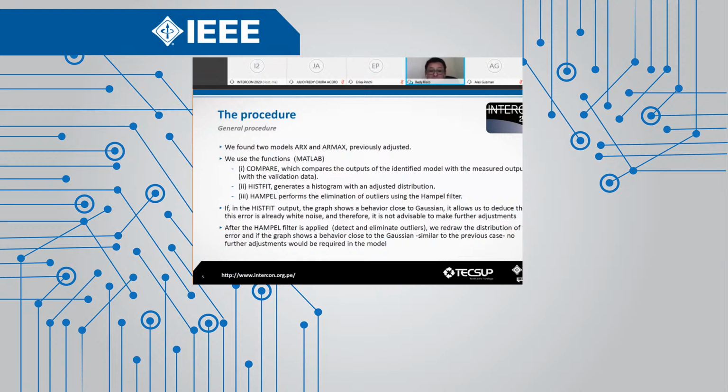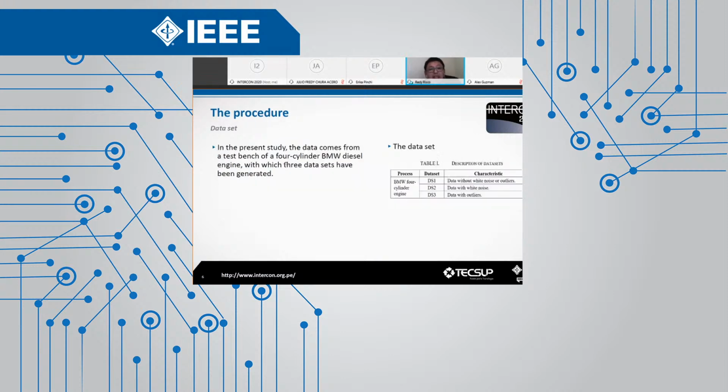If in the fit output the graph shows behavior close to Gaussian, it allows us to conclude that the error is already white noise, and therefore it is not advisable and not necessary to make further adjustments. After the Hampel filter is applied to detect and eliminate outliers, we redraw the distribution of the error. If the graph shows behavior close to Gaussian, similar to the previous case, no further adjustments will be required in the model. This is the procedure.